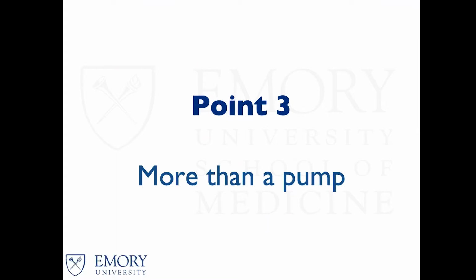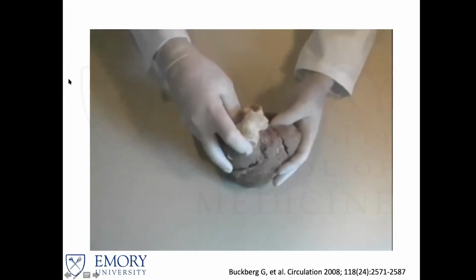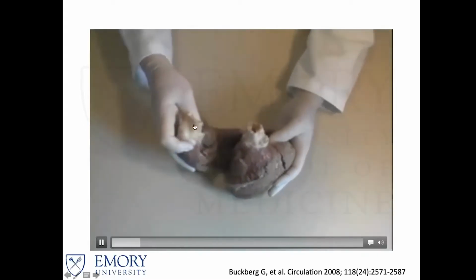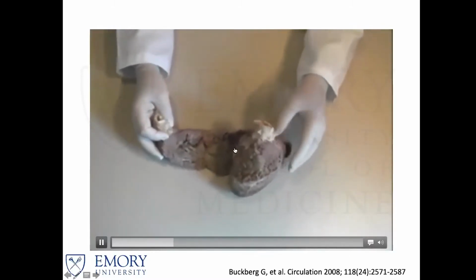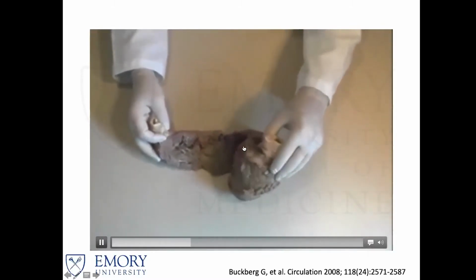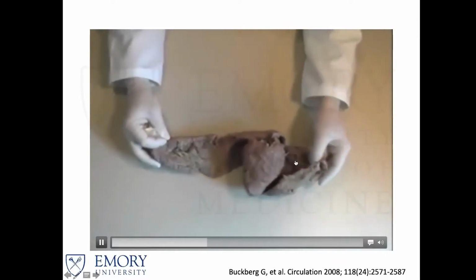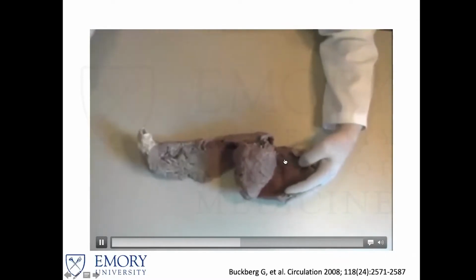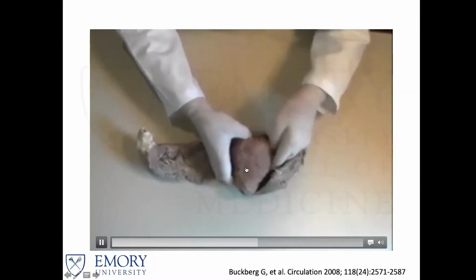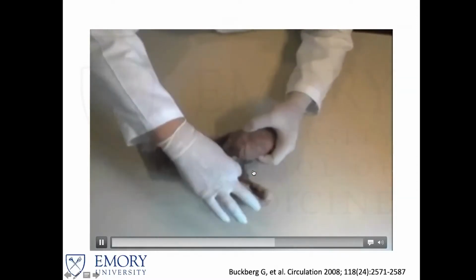The next point is that the heart is more than a pump. And this is one of my favorite videos I like to show. Here's the pulmonary, and here's the aortic. Here's the right ventricle. And I'd like to point out the crisscross layers of the LV myocardium. See these crisscross layers of the LV myocardium here? And the layers of the LV myocardium.